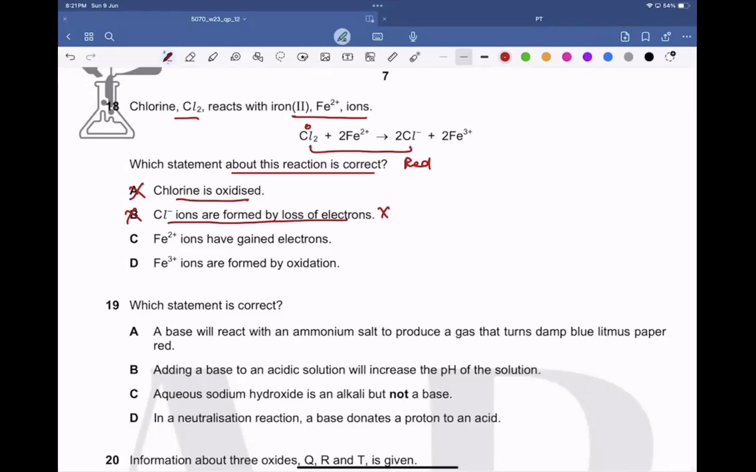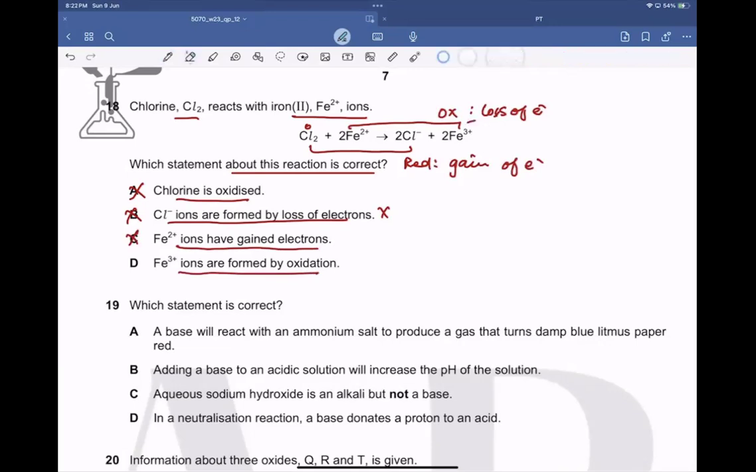Now, after this, give me a minute. Iron 2 positive is changing into iron 3 positive, which is oxidation. So oxidation is loss of electrons, reduction is gain of electrons, right? Iron 2 positive ions have gained electrons. No, they have lost electrons because they turn into 3 positive. Fe3 positive ions are formed by oxidation. Yes, as we have identified, it is formed by oxidation. So D is the correct answer.